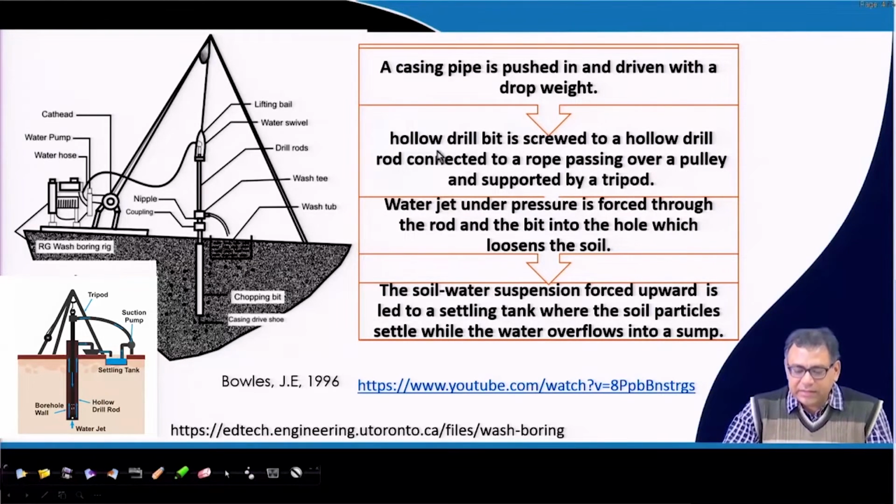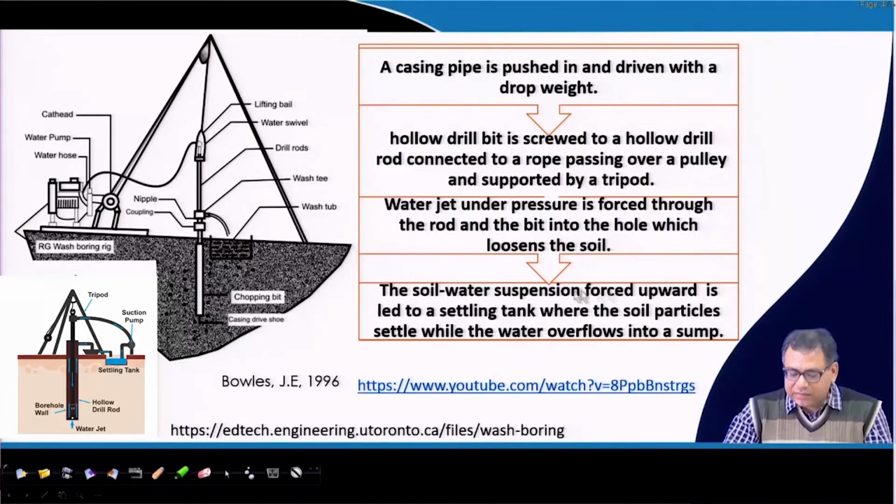Then this rod is connected to a rope passing over a pulley and supported by a tripod. This is the tripod, and then a water jet is applied through the rod and the bit into the hole to loosen the soil sample.